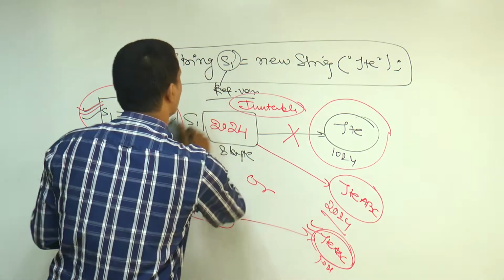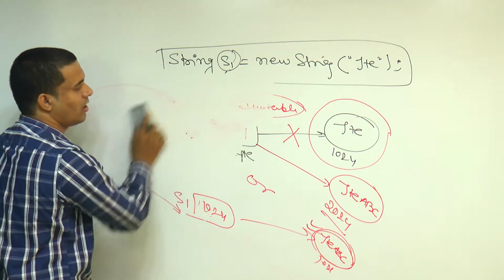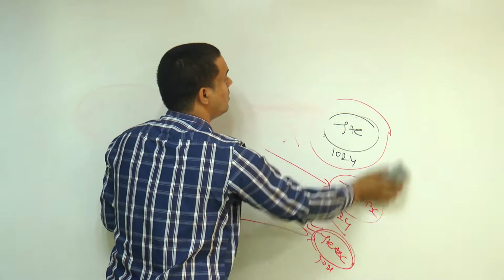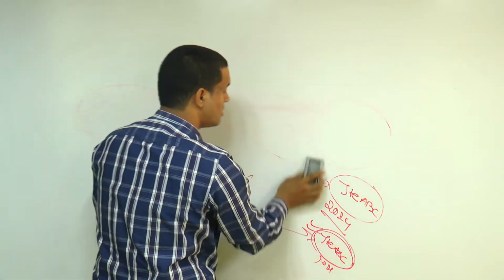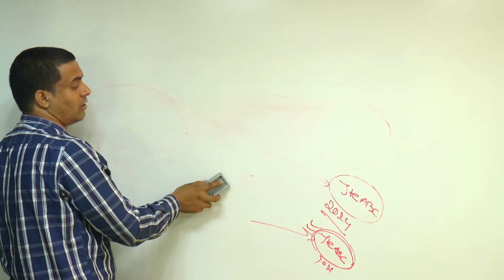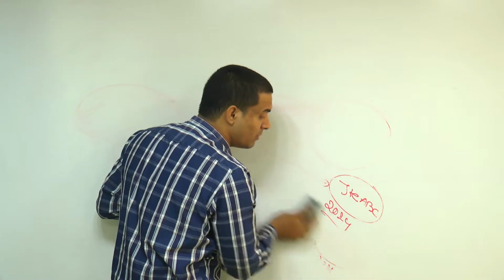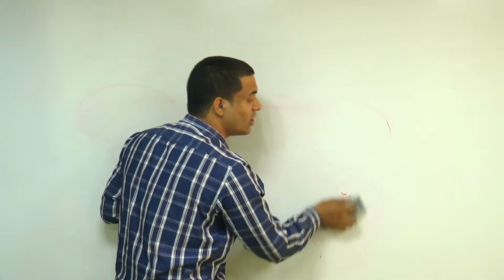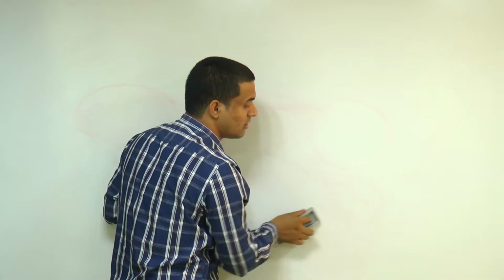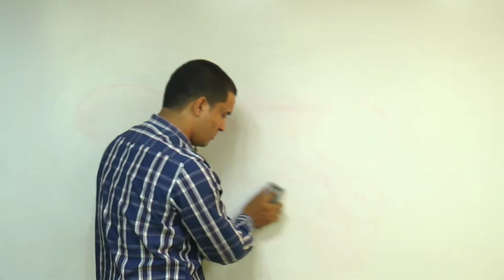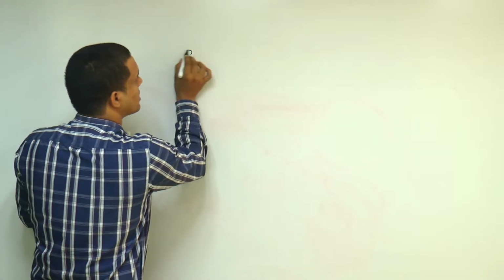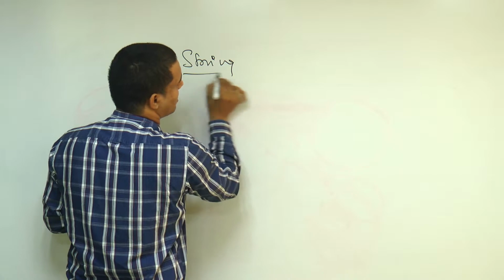So here again, the best thing about string is that it uses a special memory location for the reusability of string literals, and that special memory location we will call the string constant pool. I'll come to that point. So what is string doing? I'll just write down some points.